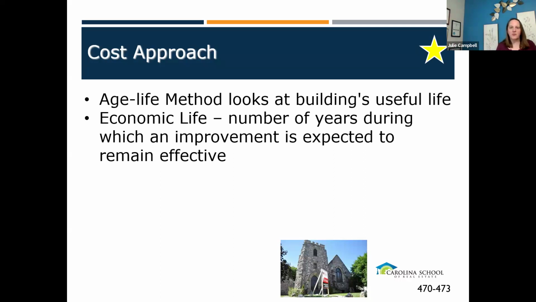So let's say, for example, with the age life method, they expect it to have value for 30 years. We are 15 years into it. So the economic life says it has 15 more years that it can still have value. Again, I'm not saying it's going to fall down after 30 years, but what I'm saying is after 30 years, it's depreciated out. You don't have that value. Just some verbiage with the cost approach.